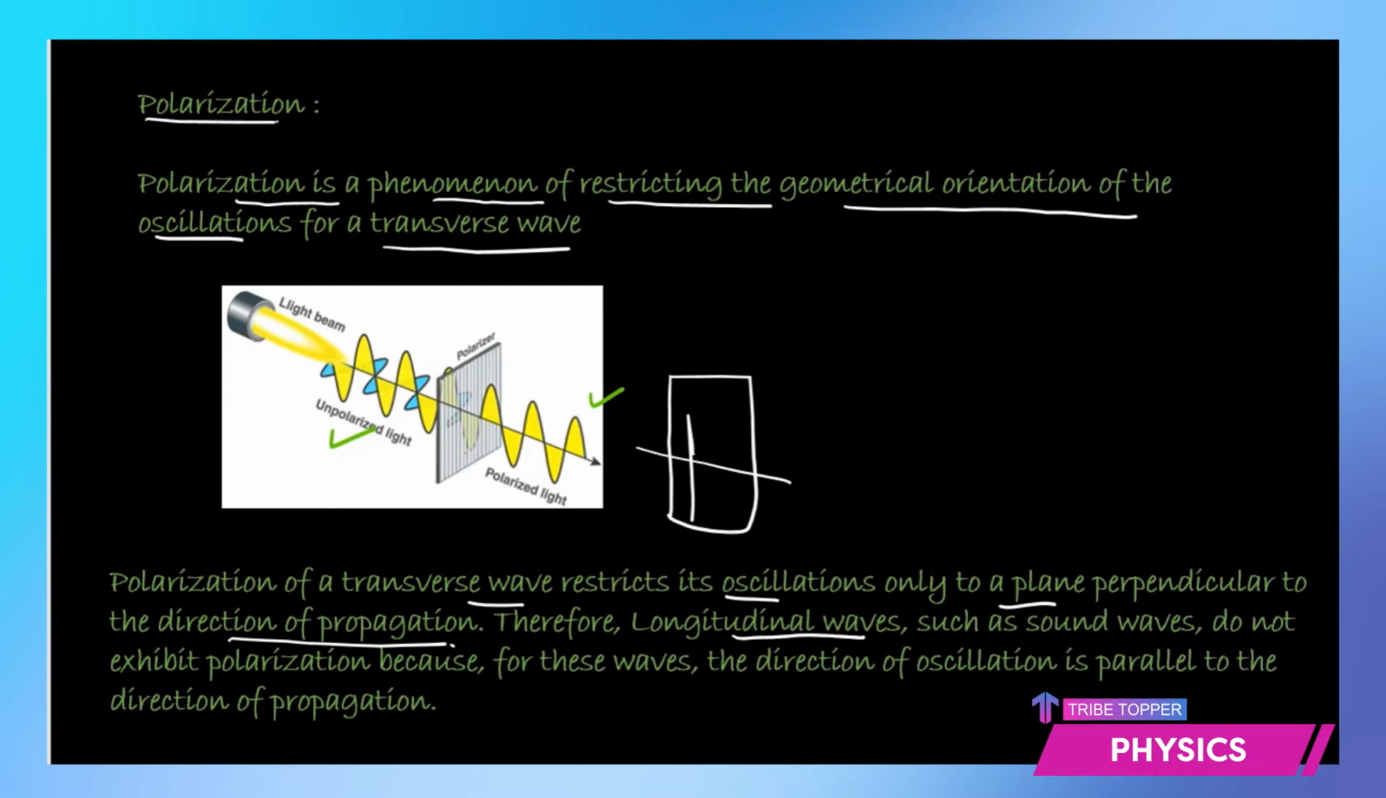So we would say longitudinal waves, which we know are sound waves, do not exhibit polarization because for them the direction of oscillation is parallel to the direction of propagation. So how can you cut out that component? We want to restrict only to the plane perpendicular to the direction of propagation, but we have nothing along the perpendicular direction. So they are, in a way, already polarized. So longitudinal waves cannot be polarized, only transverse waves can be polarized, where we are restricting the oscillations only to a plane perpendicular to the direction of propagation.